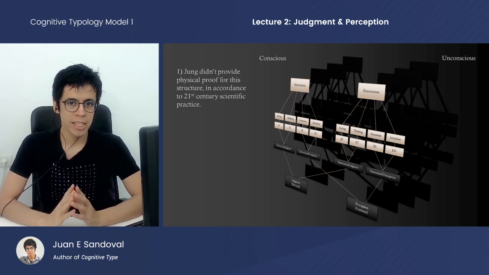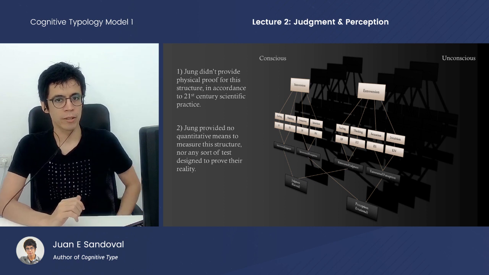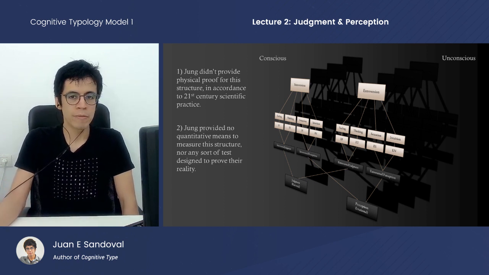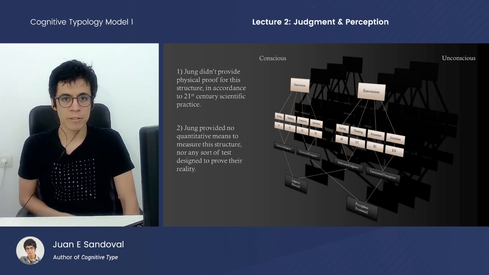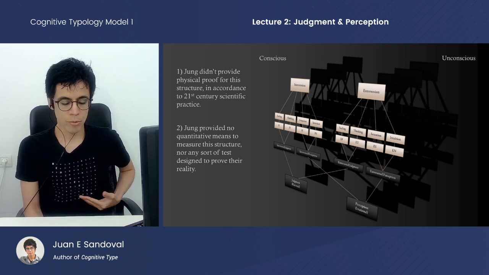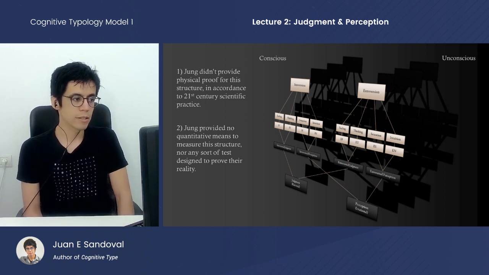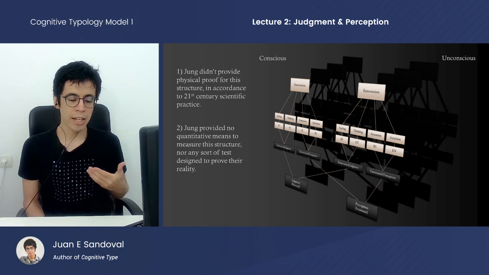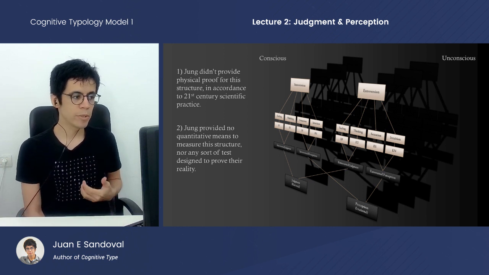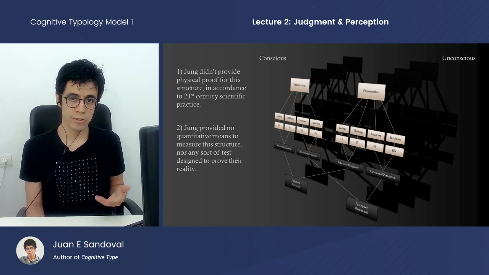And that brings us to the next problem, which I find even more troubling, and that's that Jung provided no quantitative measure or even like a conceptual way of measuring this structure. He didn't propose any kind of test that could be performed in order to prove this structure's reality.